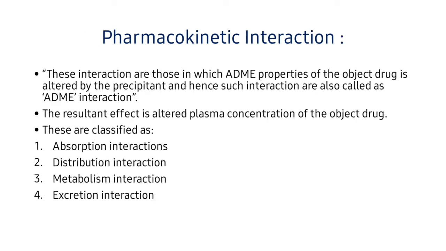Pharmacokinetic interactions are those interactions in which the ADME properties of the object drug are altered by the precipitant, and hence such interactions are also called ADME interactions. The resultant effect is altered plasma concentration of the object drugs. These are classified as absorption interaction, distribution interaction, metabolism interaction, and excretion interaction.